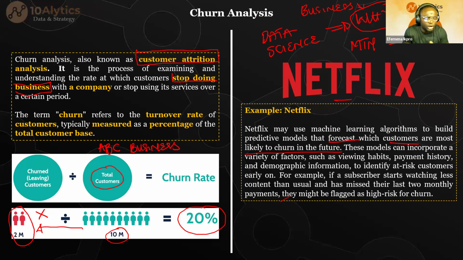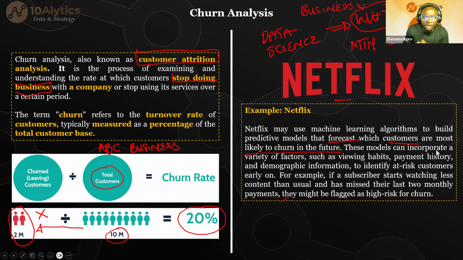Same thing with Netflix. All of a sudden, you start getting emails from Netflix recommending the best shows, recommending what you would like, recommending discounts, recommending this, recommending that. Basically, that's them. They've done their own analysis and they've been able to see that customers that show these kinds of qualities are likely going to stop doing business with the company. That's essentially what churn analysis is all about.